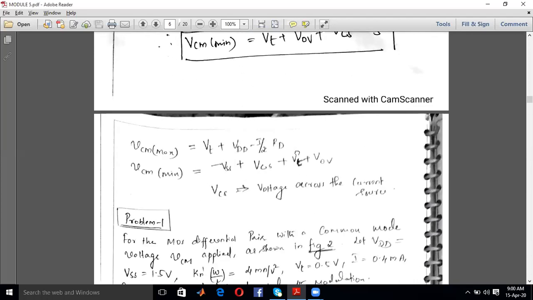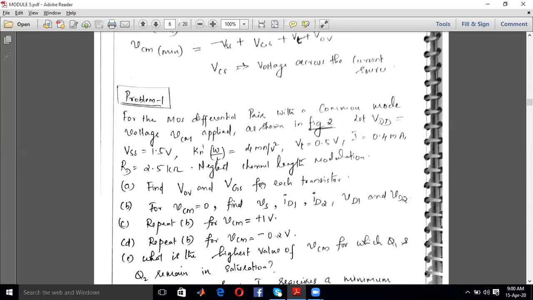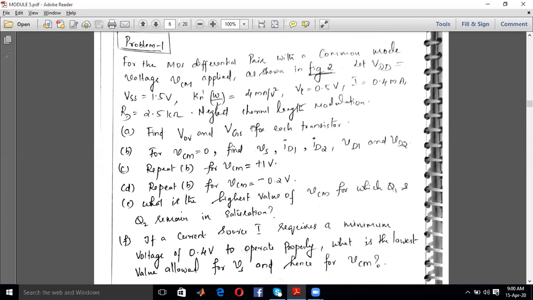Now, based upon this operation of common mode of the differential amplifier, we'll be doing this problem. Please read this problem carefully. For the MOS differential pair with a common mode voltage VCM applied, VCM is the input voltage which is applied in the common mode manner.